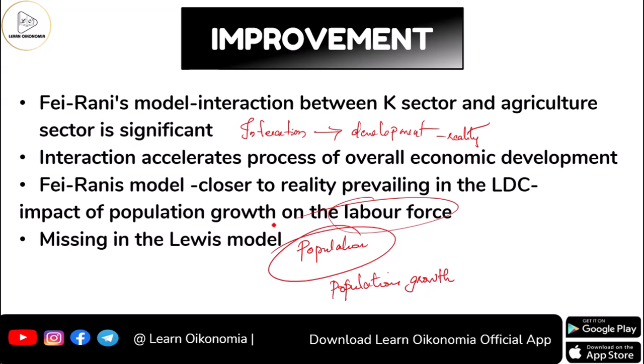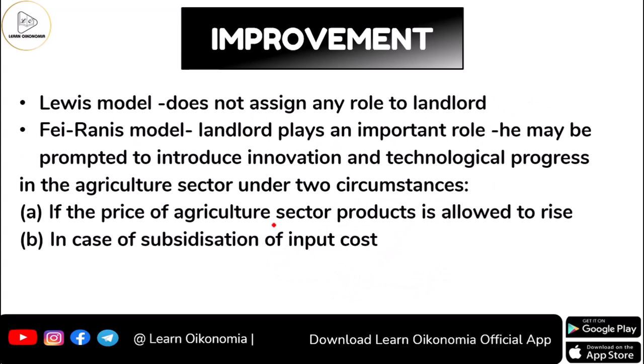We could see that the Lewis model was not identifying any role for a very important section of people, that is landlords. But in the Fei-Ranis model, the role of the landlord is very important, because this person might be prompted to introduce some innovation, some technological progress. And what will happen if there is innovation and technological progress? These all will be stimulating development.